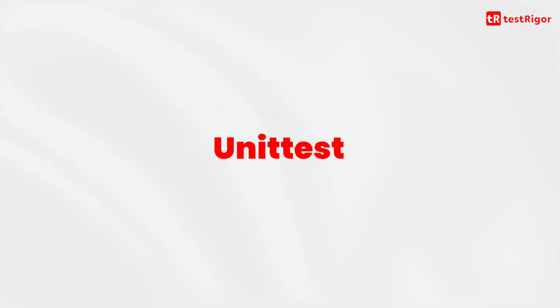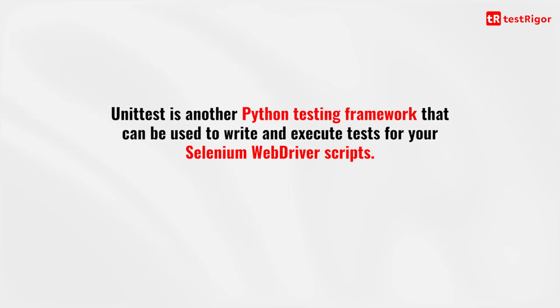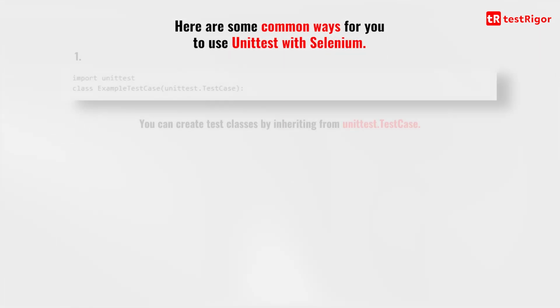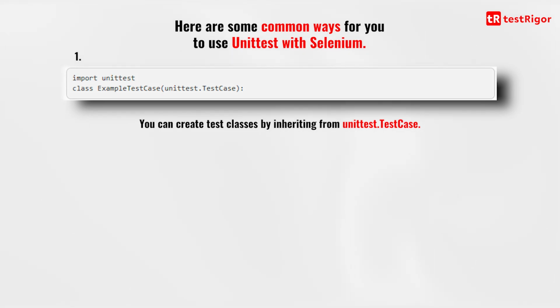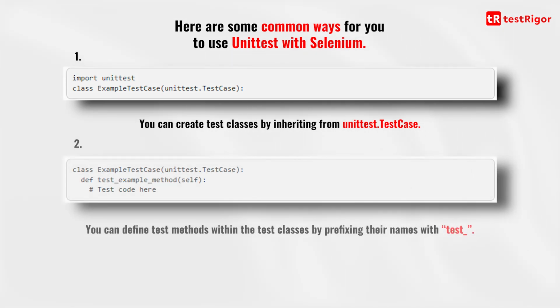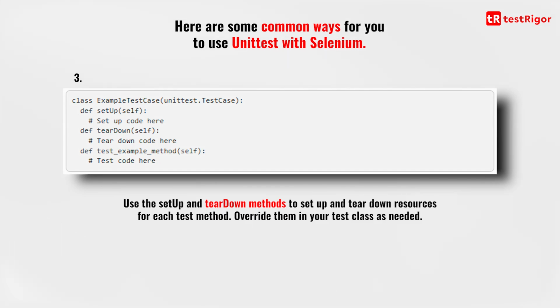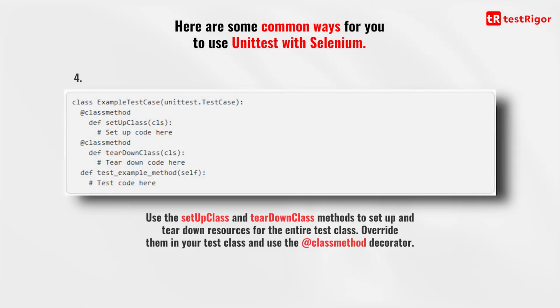Unittest. Unittest is another Python testing framework that can be used to write and execute tests for your Selenium WebDriver scripts. Here are some common ways for you to use Unittest with Selenium. Number 1, you can create test classes by inheriting from unittest.TestCase. Number 2, you can define test methods within the test classes by prefixing their names with test. Number 3, use the setUp and tearDown methods to set up and tear down resources for each test method. Override them in your test class as needed. Number 4, use the setUpClass and tearDownClass methods to set up and tear down resources for the entire test class. Override them in your test class and use the @classmethod decorator.